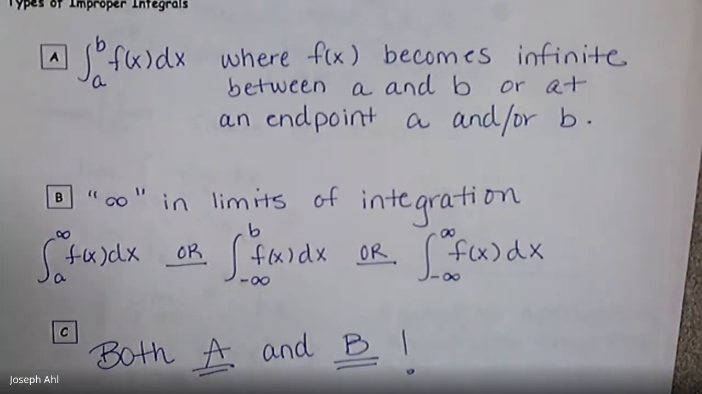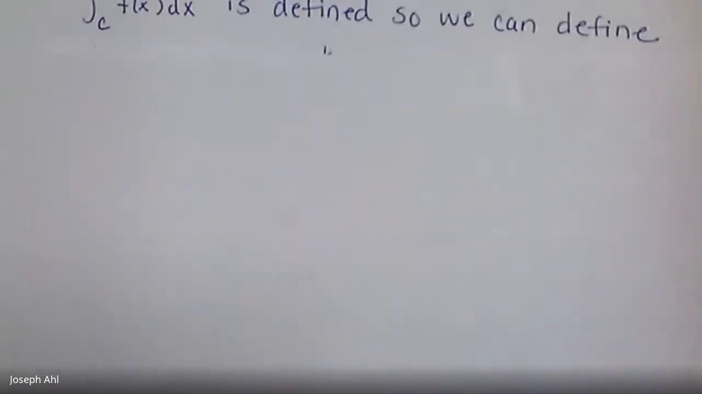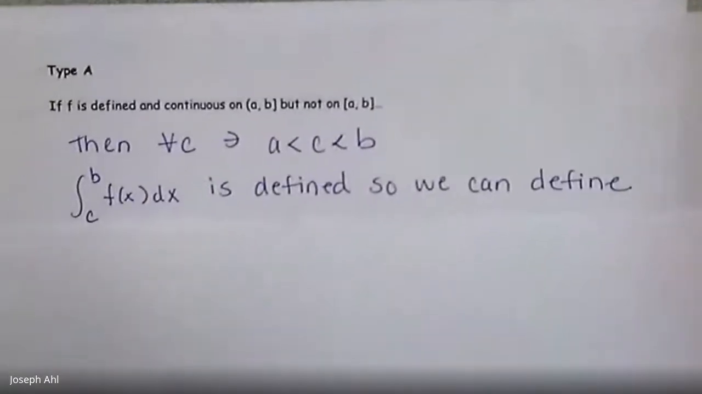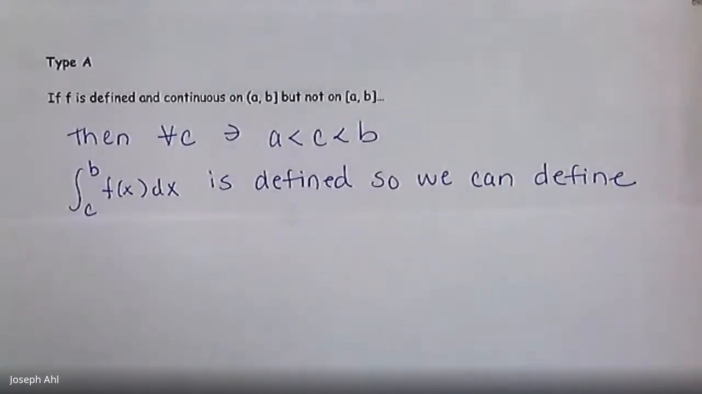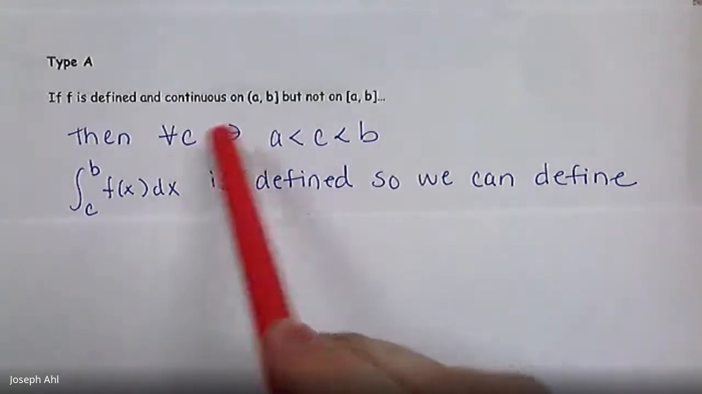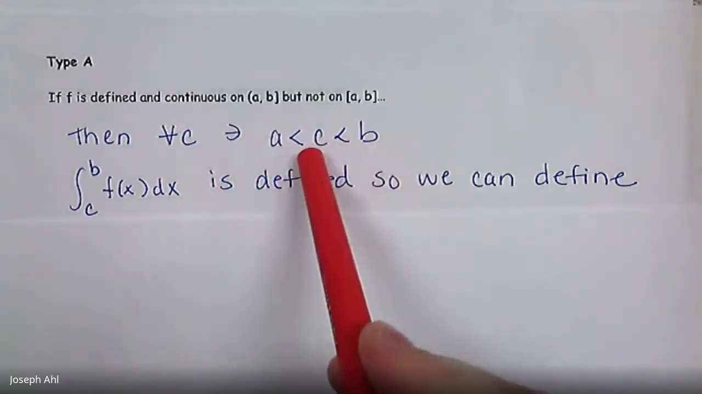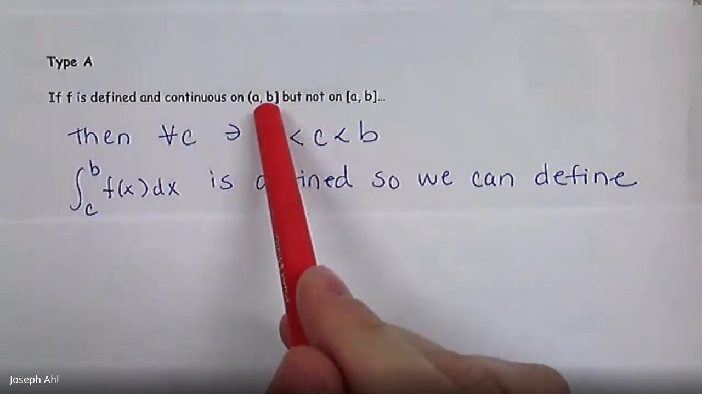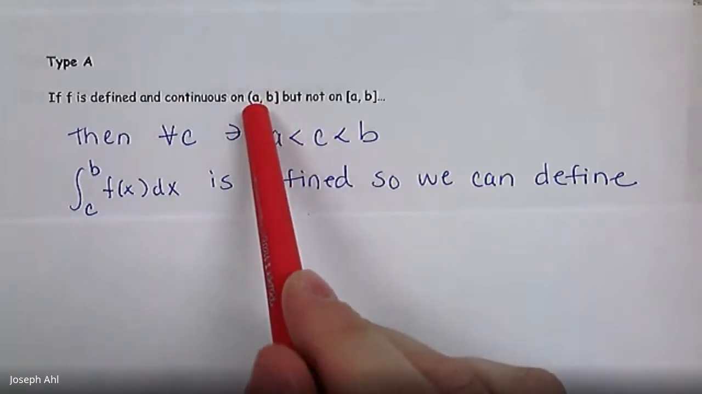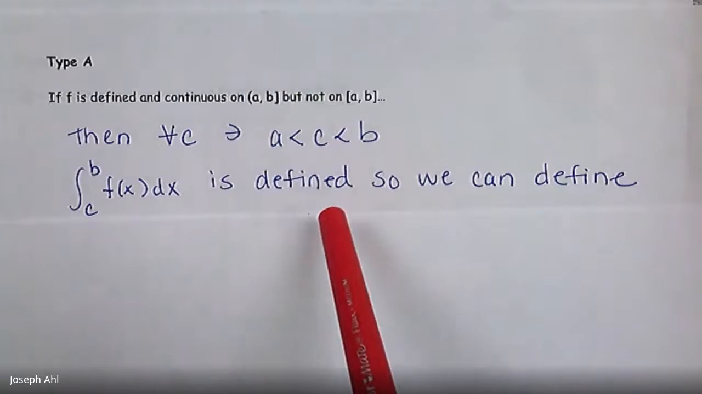All right, if that's good for the first page here, let me slide this on down so you can see type A. For type A, if f is defined and continuous on the interval from a to b, but not on the closed interval from a to b, then for all values of c such that c is somewhere between a and b. Let's just read this carefully one more time. F is defined and continuous on this interval where a is not included. It's not defined there, but it is defined at b.